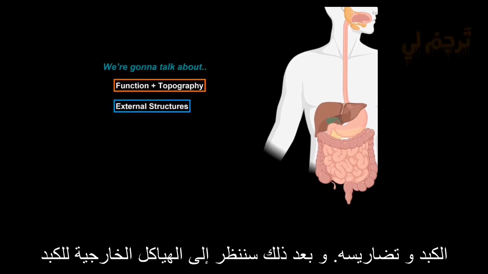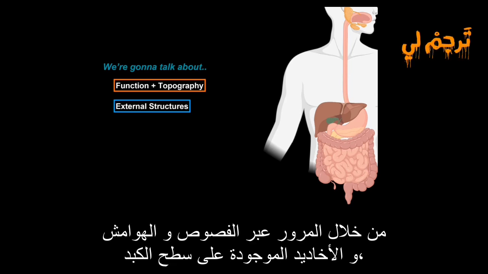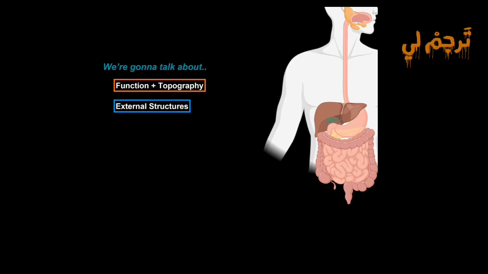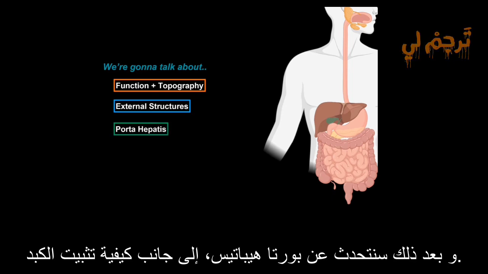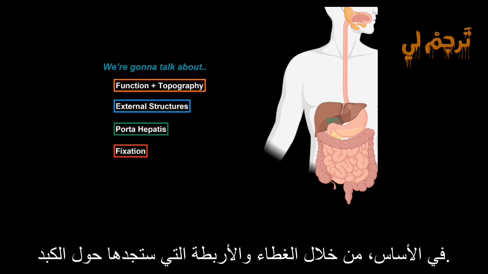And then we're going to look at the external structures of the liver by going through the lobes and margins and the grooves we have on the surface of the liver. And then we're going to talk about the porta hepatis, along with how the liver is fixated, basically going through the coverings and the ligaments you will find around the liver.